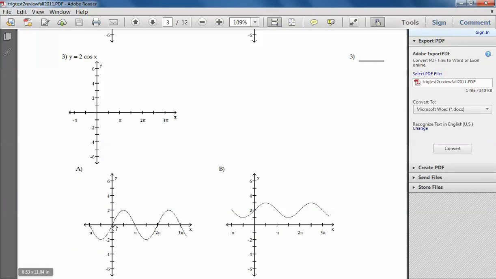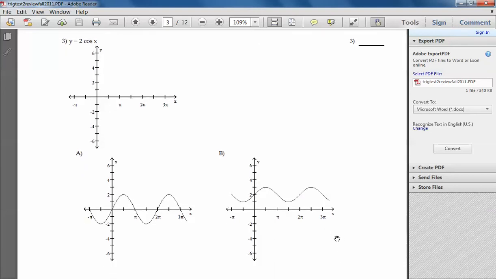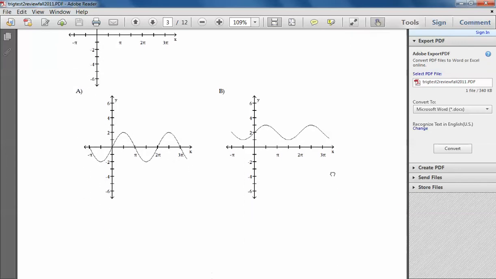So this first graph here, it's not A because that would be 2 sine of x. That's the sine graph. It's not B because it's shifted up 2 units and because it's the sine graph also. We're looking for the cosine graph with an amplitude of 2.